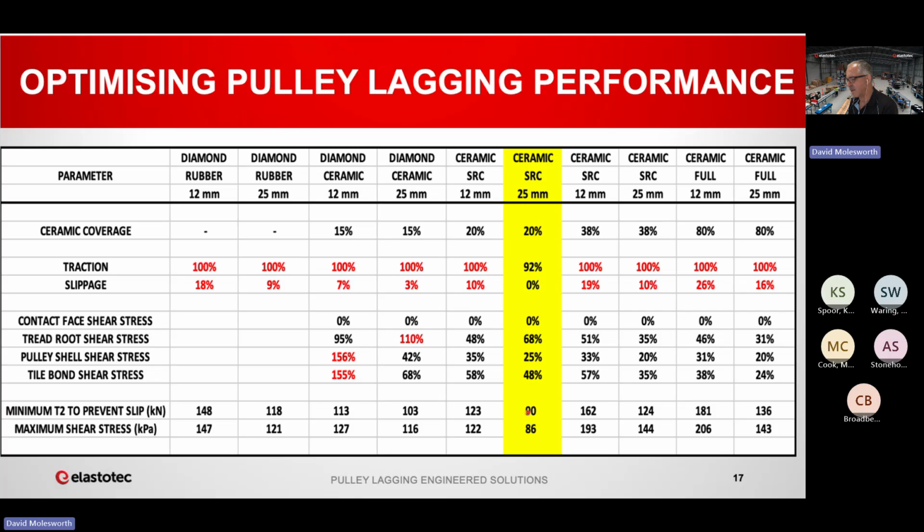So when you're actually selecting the lagging to go on a pulley, if you can choose the one that creates the smallest amount of shear stress and at the same time satisfies the slippage requirements and the fatigue requirements, then it'll be a better result for both the lagging and the belt.